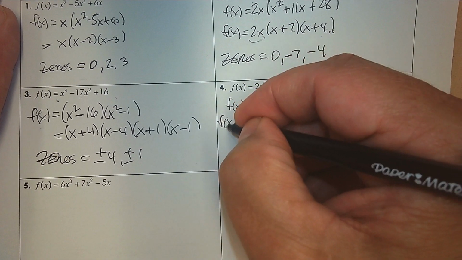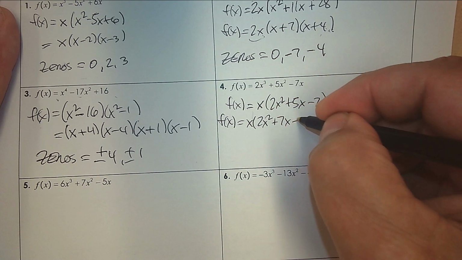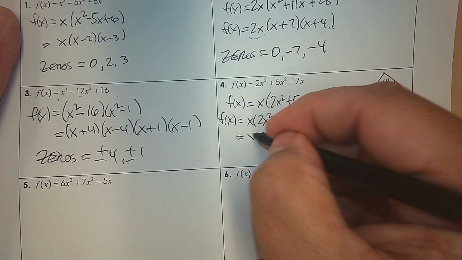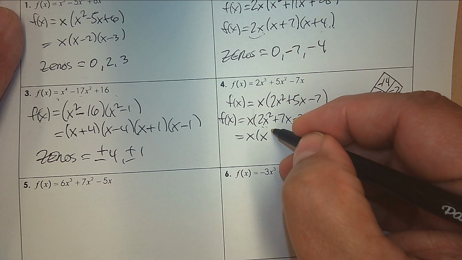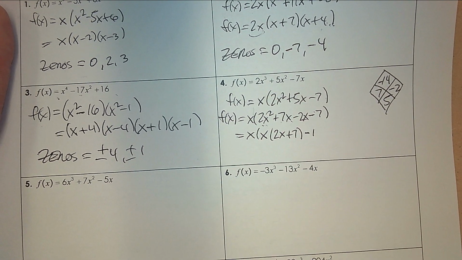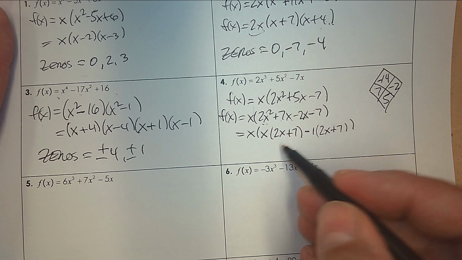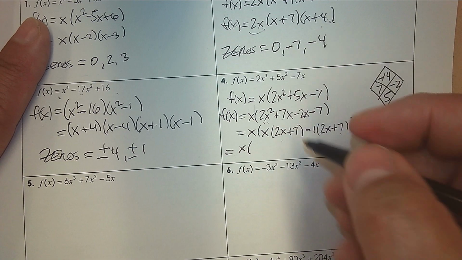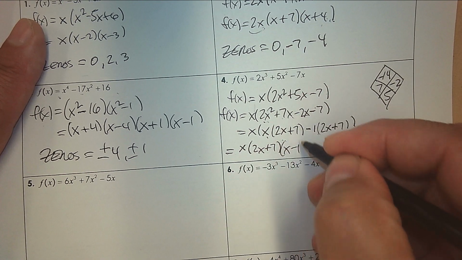Come back to the function. Take out the 5x and put in 7x and -2x. And now we're going to factor by grouping. So the first two terms, 2x squared and 7x, they have an x in common. That leaves you with 2x plus 7. The next two, -2x and -7, I factor out a -1, which then again gives me 2x plus 7. Notice they match. That's what we need. So we have x, inside we have 2x plus 7, and that leaves me with x subtract 1. There it is, completely factored.